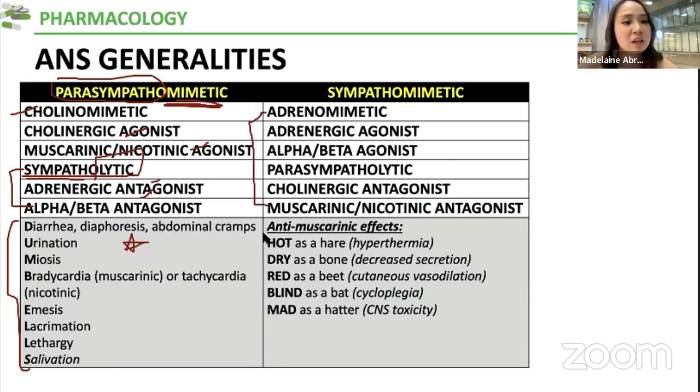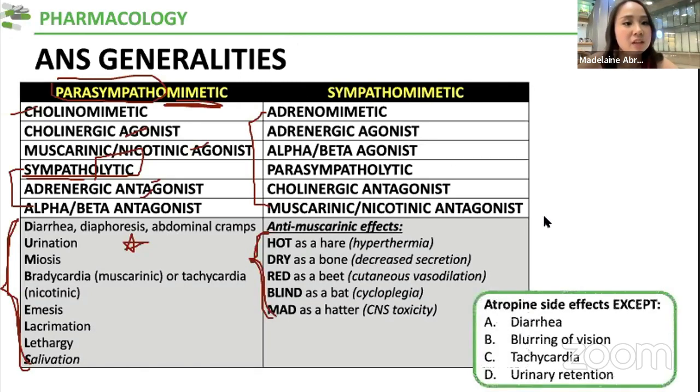Di na natin isa-isahin. But ano ang tatandaan? Si Alice in Wonderland. Muscarinic effects, dumbbells, rest and digest. Anti-muscarinic effects, your Alice in Wonderland symptoms. Hot as a hare, dry as a bone, red as a beet, blind as a bat, and mad as a hatter.